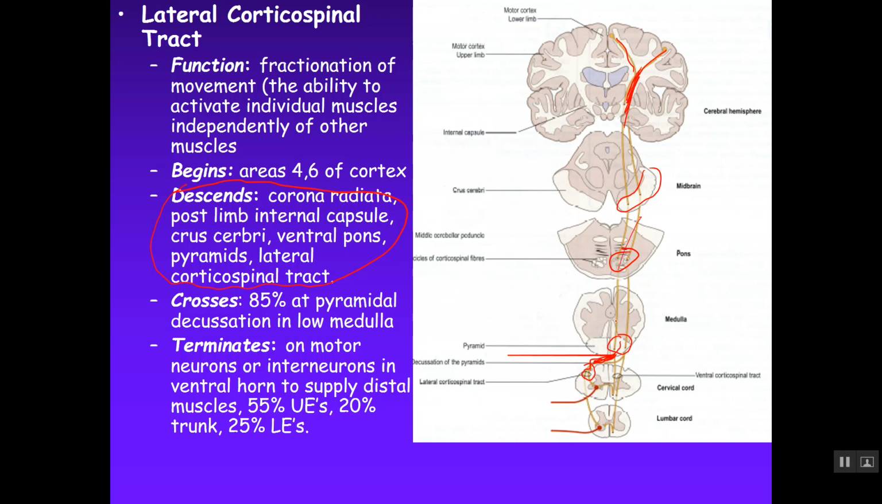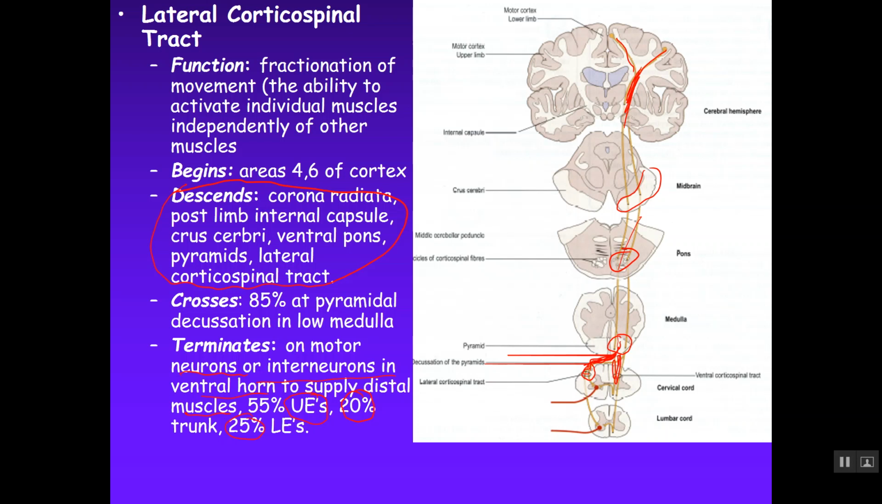So these all start off together. About 85% of these fibers cross over to become the lateral cortical spinal tract. The other 15% stay on as the ventral or medial cortical spinal tract. Then it terminates on motor neurons or interneurons in the ventral horn to supply distal muscles. About 55% of those lateral cortical spinal tract fibers go to your upper extremities, 20% to the trunk, and 25% to the lower extremities.